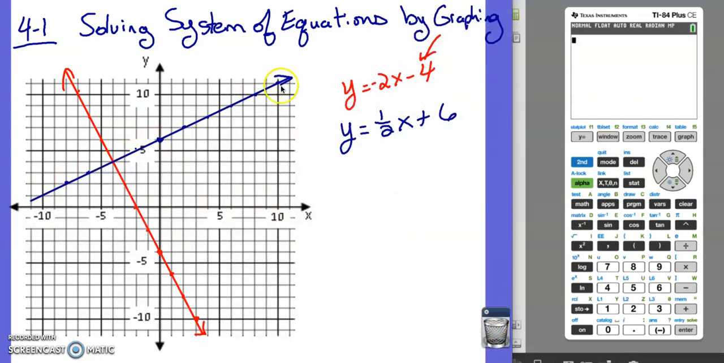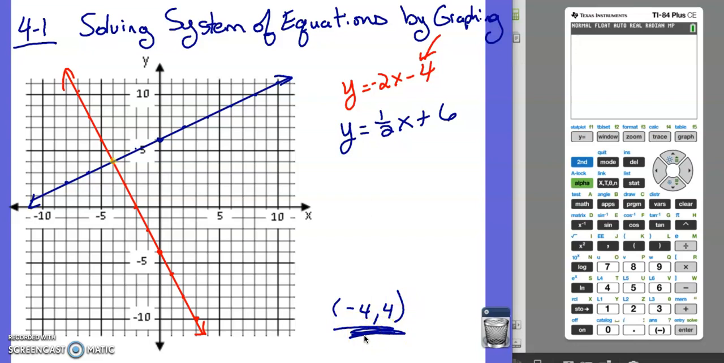And what I'm interested in finding is the point of intersection. The point of intersection is -4, 4. So this is my answer. That is the answer, the solution to that system of equations.